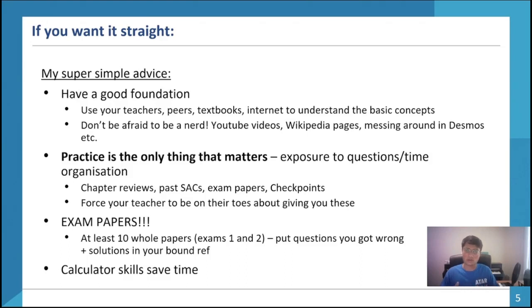And then the final thing is to have calculator skills. Make sure you know all your shortcuts. You'll develop these over the course of the year, but really make sure you're confident with using your calculator because the second part of your exam is going to be very calculator intensive.